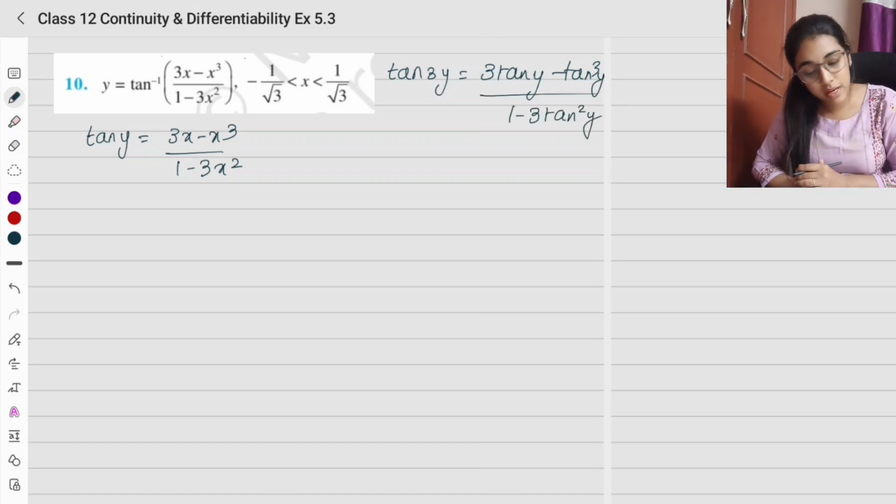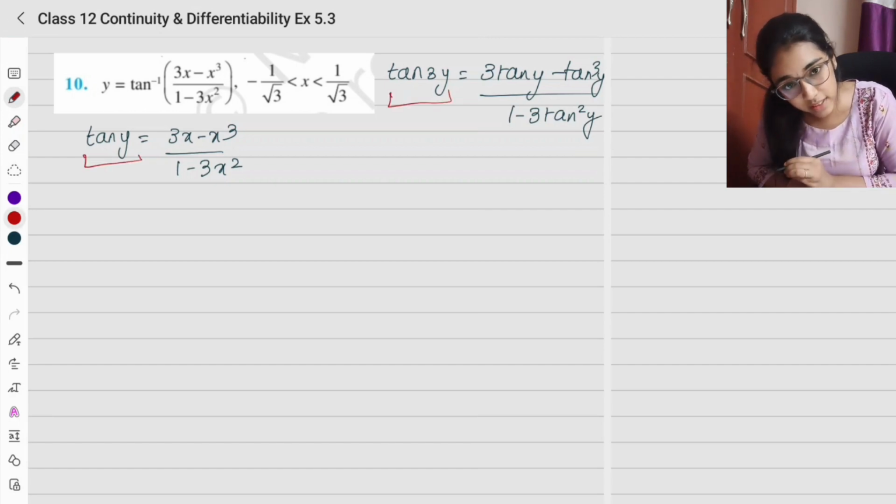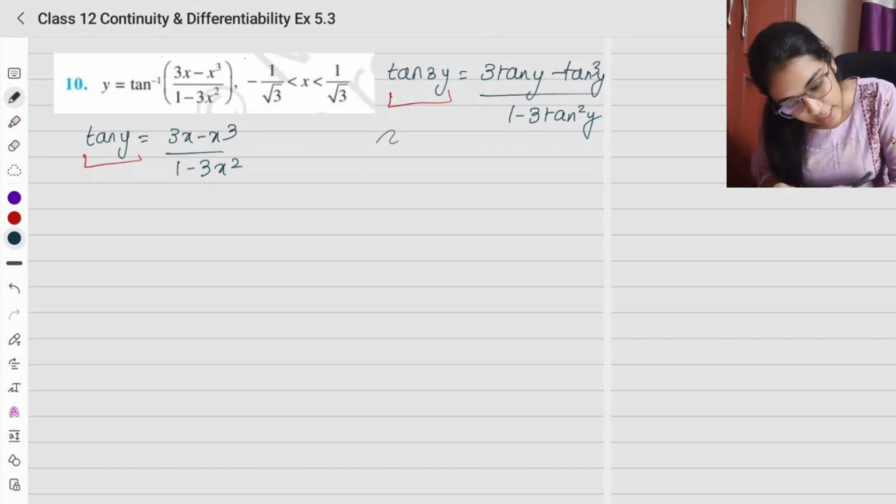Do we know this relation? So how can I rewrite this? What do you see here? I only have a tan y, but in this place there is tan 3y. So I'm going to remove the 3. So what will happen? Tan y is equal to, this formula changes like this.